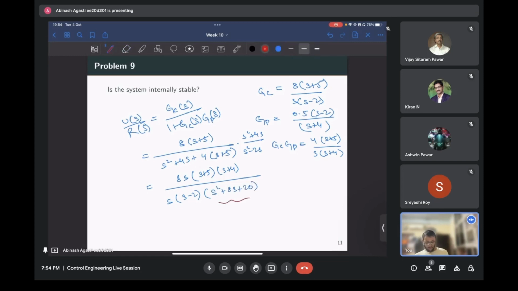So this term we saw last time that it had poles with real part less than 0. This is a pole at origin, but this is a right half plane pole, right? So what that means is the internal dynamics will blow up.